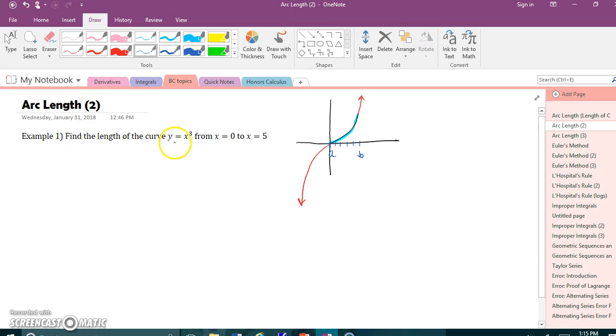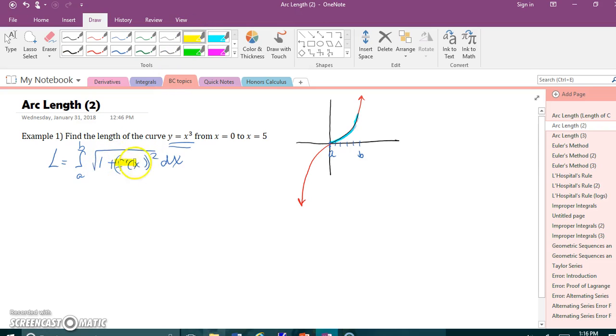So what I want to do first is consider this cubic, our parent function x cubed, from 0 to 5. Visually, what I want is this highlighted portion. I want the exact length of this curve right here. So what we're going to use is the arc length formula, which we derived in the previous video, and we're just going to plug into there.